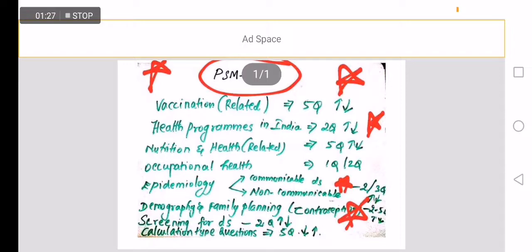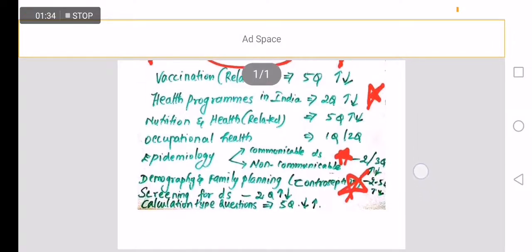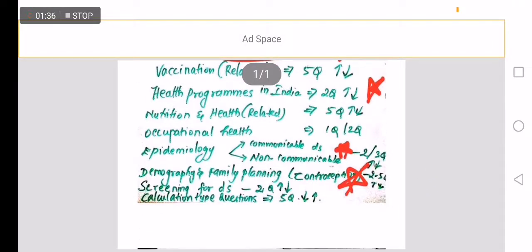Then health programs in India, 2 questions. Nutrition and health related topics, 5 questions. Occupational health, 1 or 2 questions. Epidemiology of communicable and non-communicable diseases, 2 or 3 questions. Demography and family planning including contraceptions, 2 to 5 questions. Screening for diseases, 2 questions. Calculation based type questions, 5 questions or maybe less.